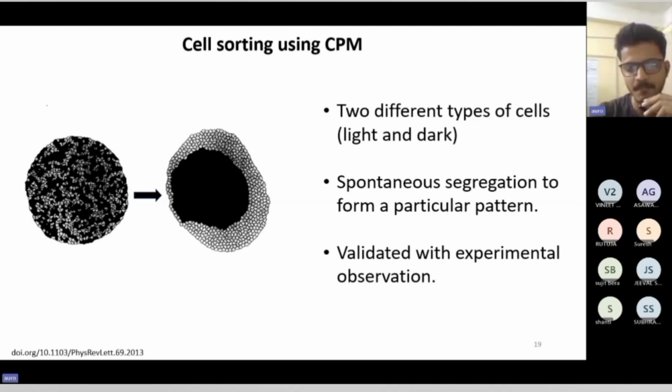Now, once it matches the experimental observation, we can play around and change those parameters of our model. Suppose I increase the attraction between different kinds of cells and see what happens, or I decrease the attraction between cell and medium and see what happens.